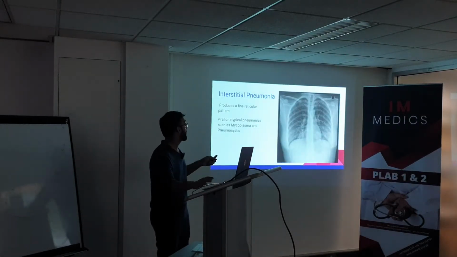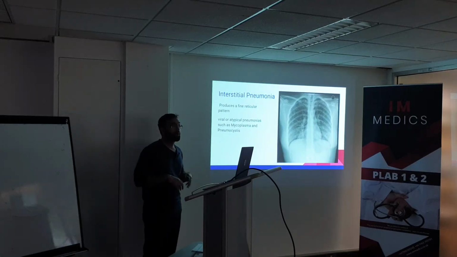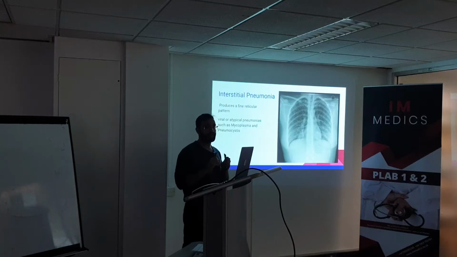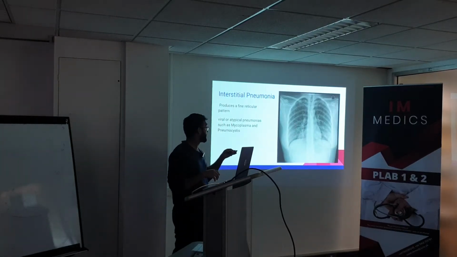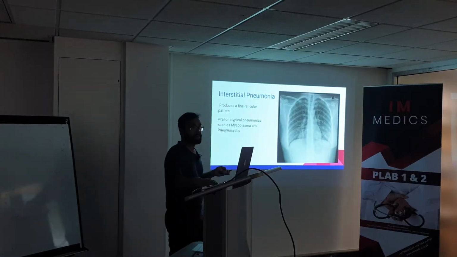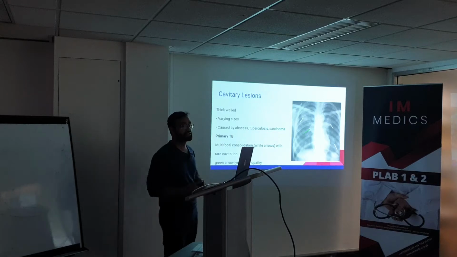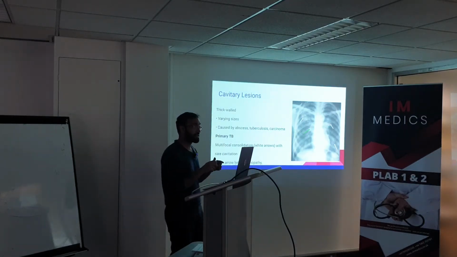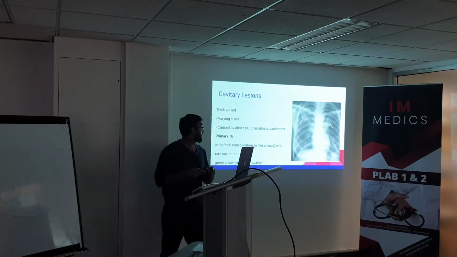And here you have interstitial pneumonia, where you have atypical pneumonia, mycoplasma pneumonia. They cause reticular patterns, here you can see the reticular patterns. So this is interstitial pneumonia. And the next thing, you have the cavitary lesions. So these are like well demarcated lesions. Can you guys see?